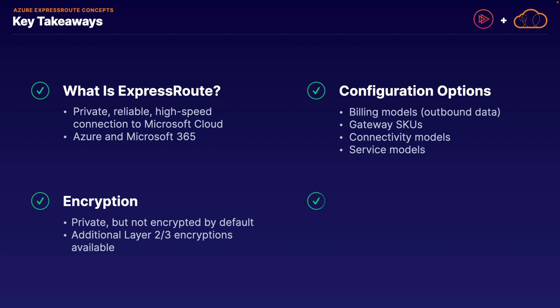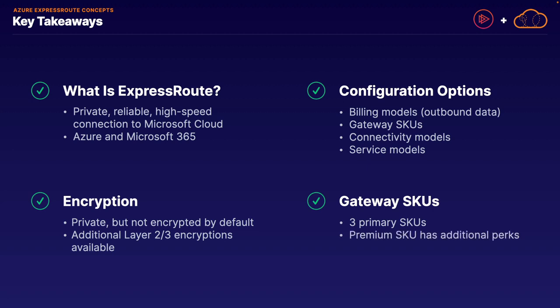And then we took an additional look at the network gateway SKUs available, in which we learned there are 3 primary SKUs, of which our ultra performance SKU has an additional perk of FastPath, again, more on that later, and each of those SKUs has a zone redundant variation available as well. That's going to go ahead and wrap up this initial conceptual overview. Let's go ahead and move on to our next lesson.